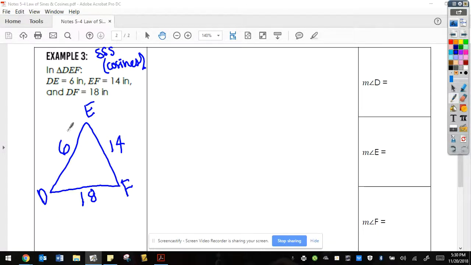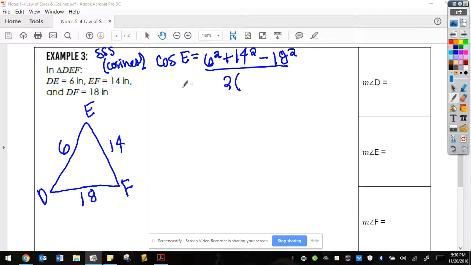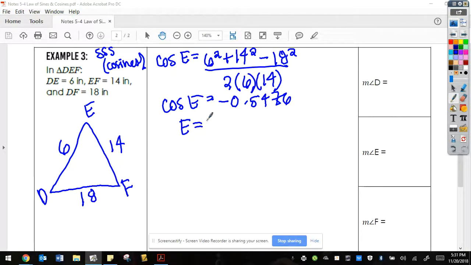Now, let's just pick E to be the angle we're looking for. So we're going to use the alternative form of the law of cosines. We're looking for cosine of E. That means I take the two sides that are next to it, square both of them, so 6 squared plus 14 squared, and I subtract the side across from it, 18 squared. And then I put it over 2 times the two sides next to it, so 6 times 14. So then I get that cosine of E equals negative 0.5476. And if you do the inverse cosine of each side, you should get that E is 123.2 degrees.